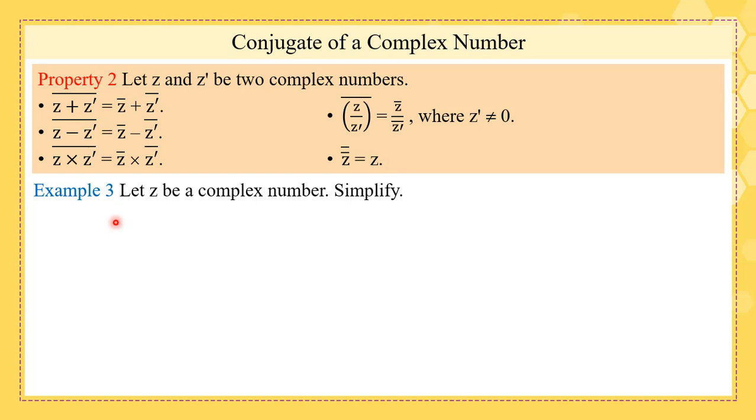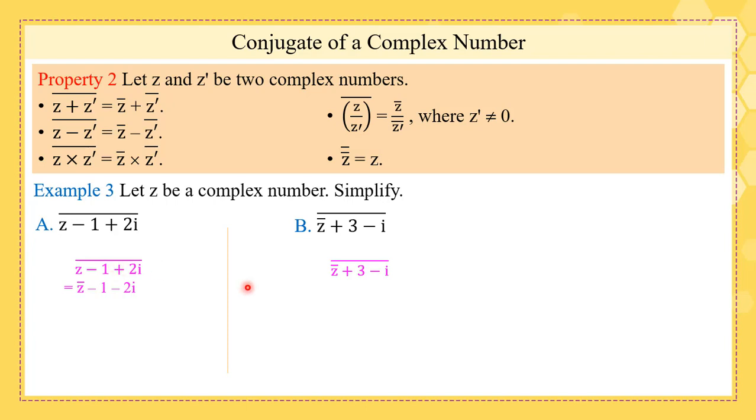Now let's see the third example. z is a complex number, and the question is to simplify. Let's simplify this expression using the properties. Remember, because we have minuses and pluses, we can distribute the bar on each term. So here we get z bar minus 1 bar, which is 1, and plus 2i bar, which is minus 2i. So we distribute the bar on each term. Now this expression, also if we distribute the bar, we get z bar bar plus 3 bar, which is 3, and minus i bar, which is plus i, and z bar bar is z.